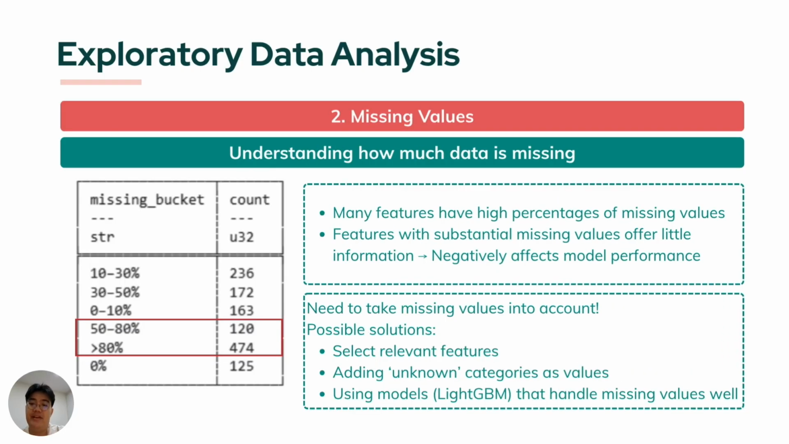Next, we analyze missing values to assess data quality. Here we see that many features have high missing rates. If we include them, it can introduce noise and reduce model performance. Therefore, we can tackle this by selecting relevant features, adding an unknown category, and using models like GBM that handle missing values effectively.